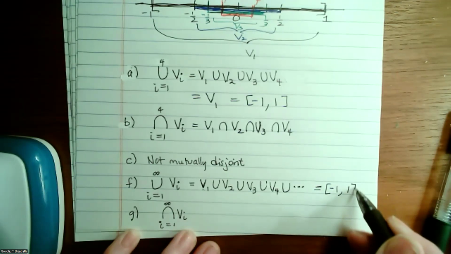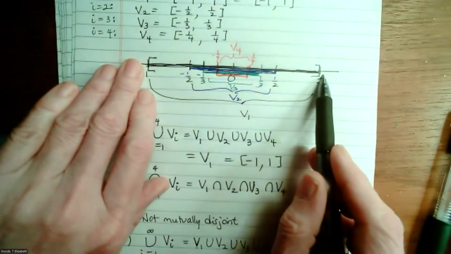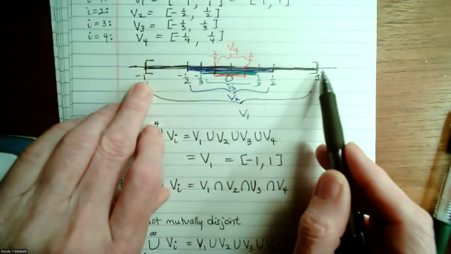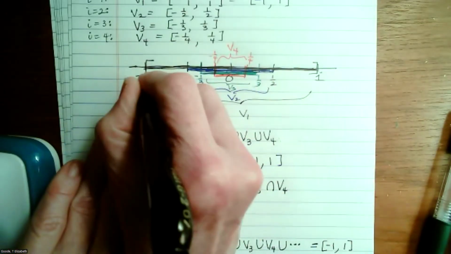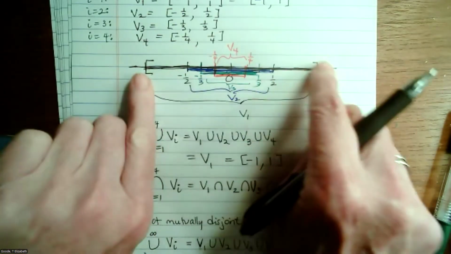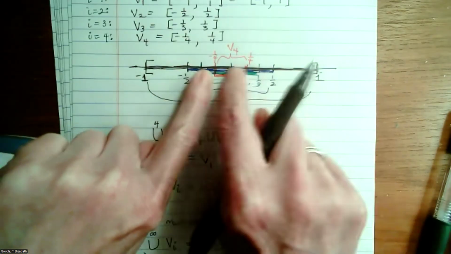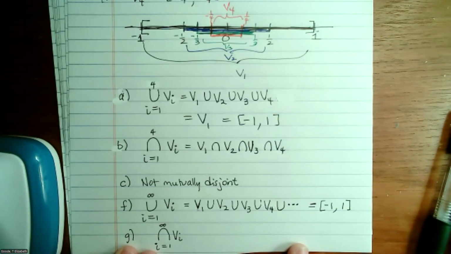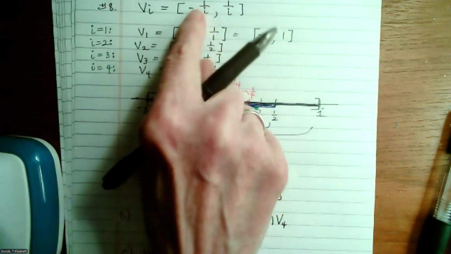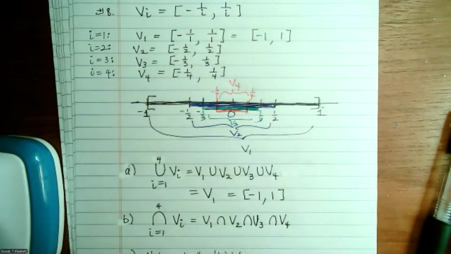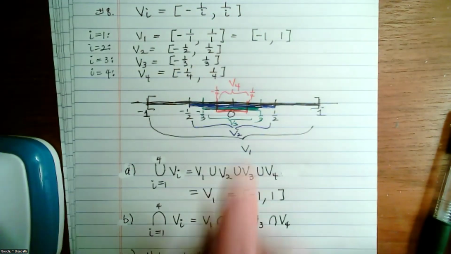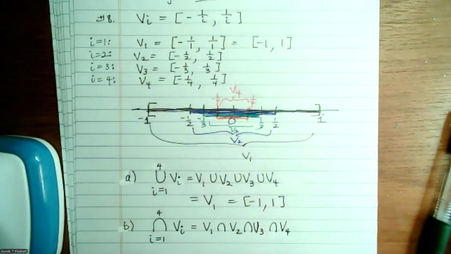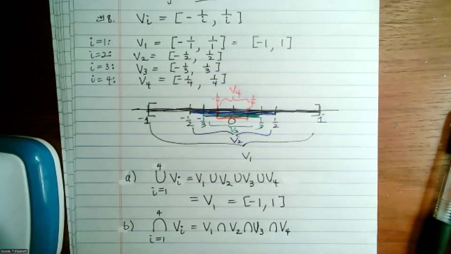Oh, no, it doesn't go off to infinity. V1 is the biggest set, and it's bounded by -1 below and by +1 above. Oh, we're still talking about the same set. Yeah, these are all the same sets. Oh, when I saw the infinity, I thought we weren't talking about the previous set. Nope, these are all for this particular definition. The whole problem 8 is about sets that look like this. I see. Okay.